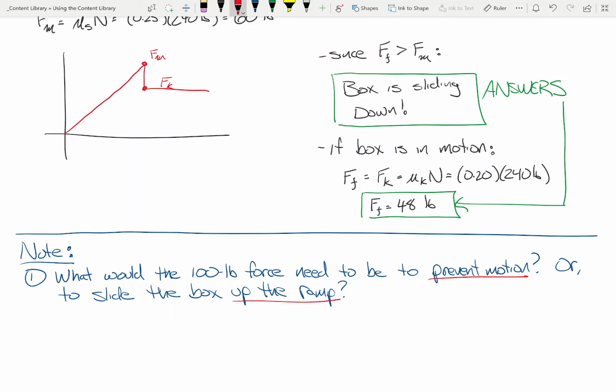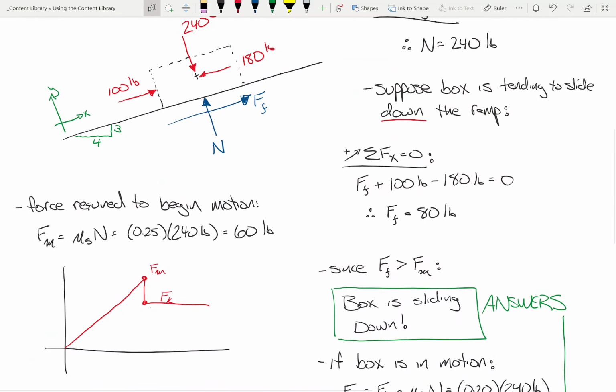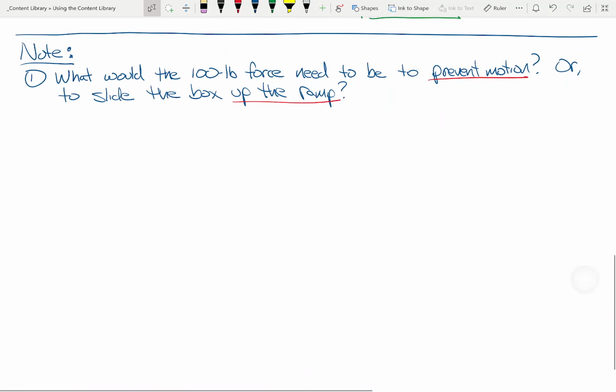Now, how are you getting 120? Well, in order to keep the box in equilibrium, friction needs to generate 80 pounds, right? But I can only get 60 before motion occurs. So I need another 20 pounds to keep the box where it is. Now, just something to ponder: how much force would I need to push the box up the ramp? I'm not going to do that one for you. I want you to think about it.